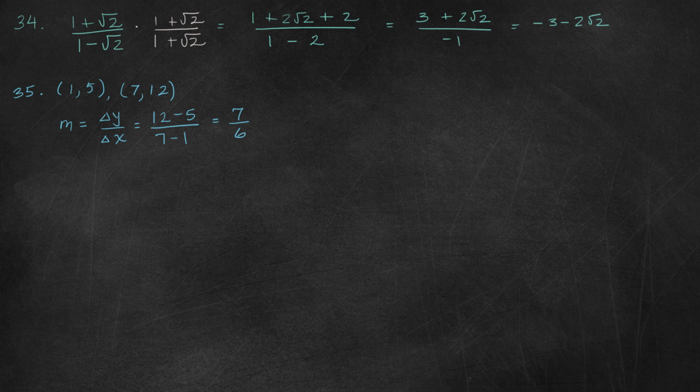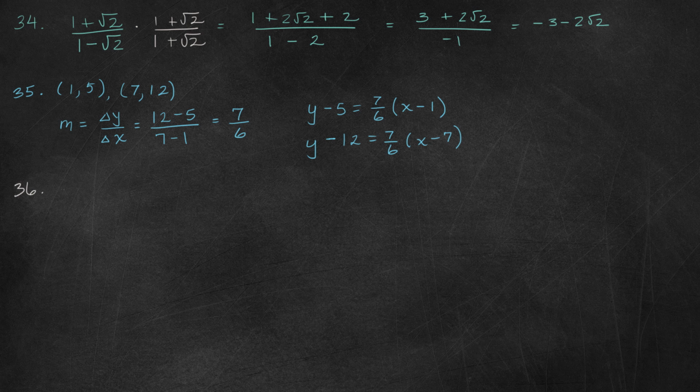So I could use my first point 1, 5 and write the equation as y minus 5 equals my slope, 7 over 6, times the quantity x minus 1. Or if I were using the other point, the 7, 12, I could say y minus 12 equals 7 over 6 times x minus 7. And in calculus, we usually just use the point-slope formula.